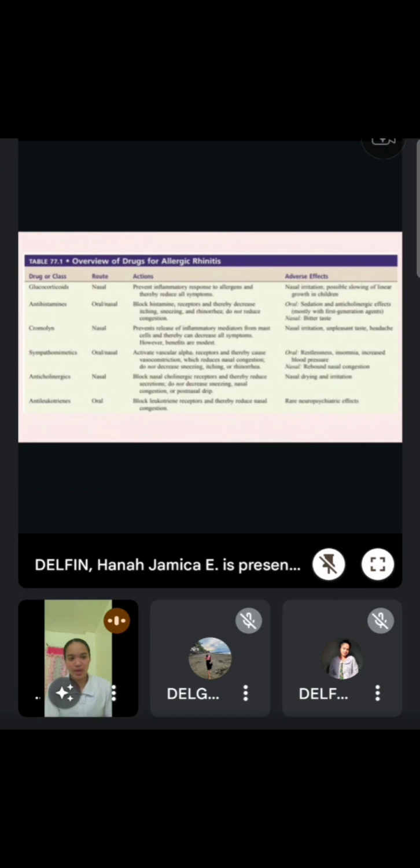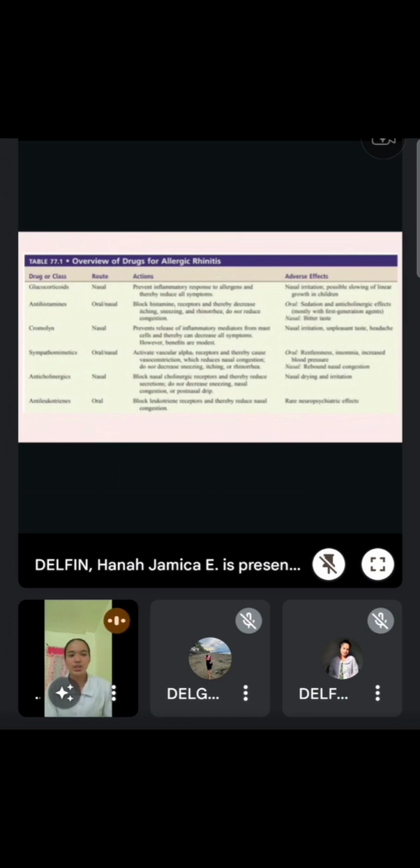The adverse effects of glucocorticoids are generally mild. The most common are drying of the nasal mucosa and a burning or itching sensation. Sore throat, epistaxis or nosebleed, and headache may also occur. Systemic effects are possible but are rare at recommended doses. Of greatest concern are adrenal suppression and the slowing of linear growth in children.